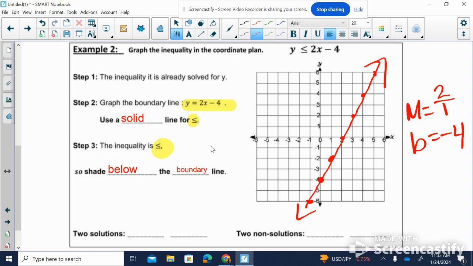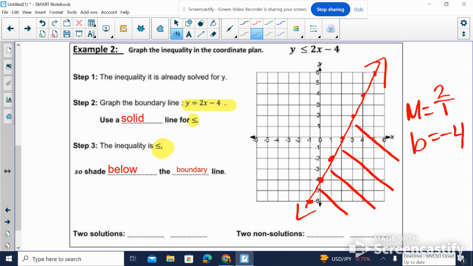If you're not sure what is above and what is below, I suggest putting your pencil along the line and moving it till you get to the bottom of the page. So below would be down here. So anything down here is below. Therefore, I am going to put rays that just extend below this line. So now I have the inequality properly graphed.